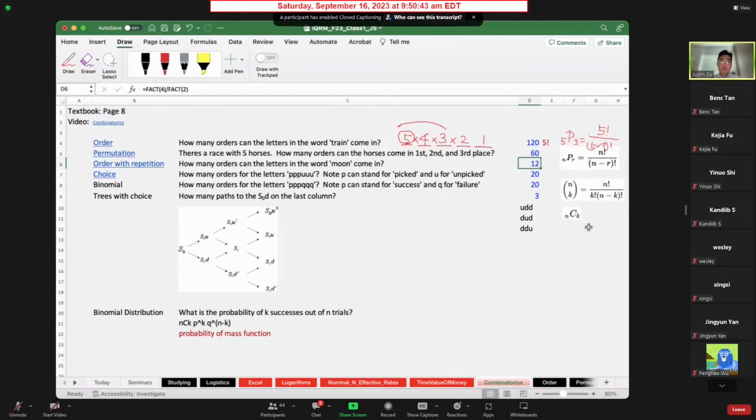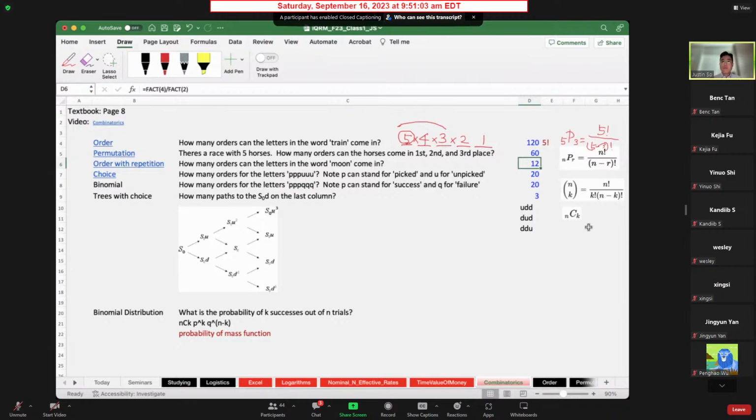Factorial 4 is just a regular order. You want to divide it by the number of cases where you made the duplication, and that's actually factorial 2. That's why you divide by that. There are 2 O's here.